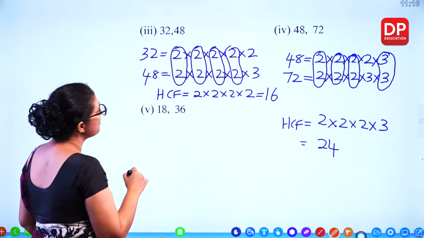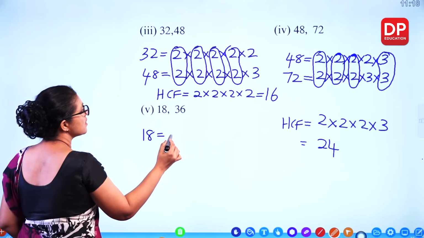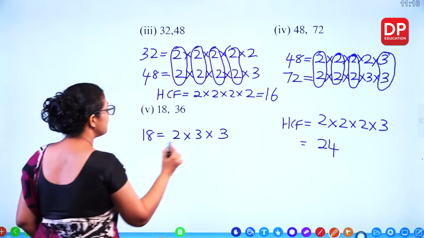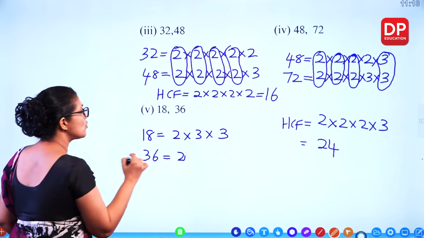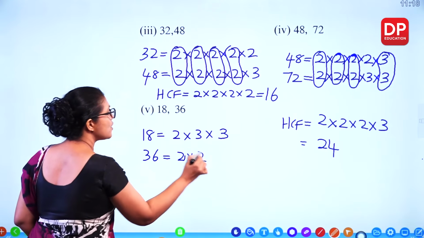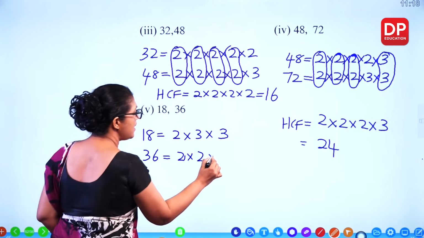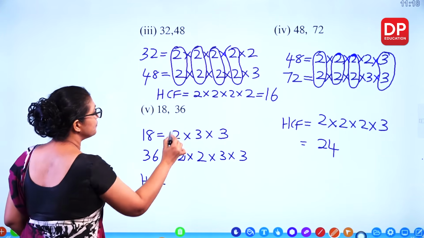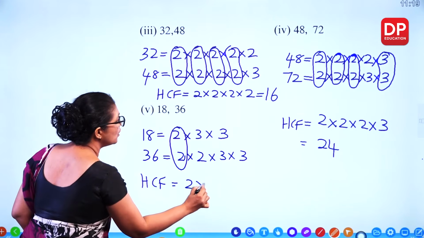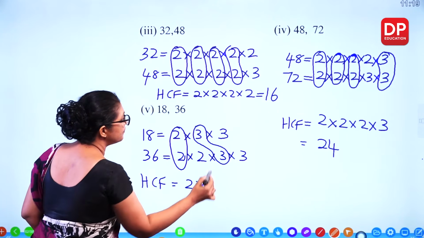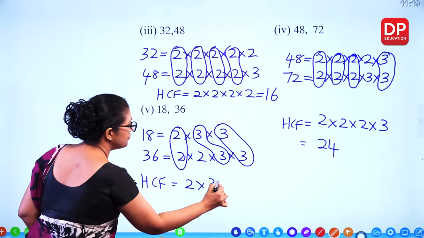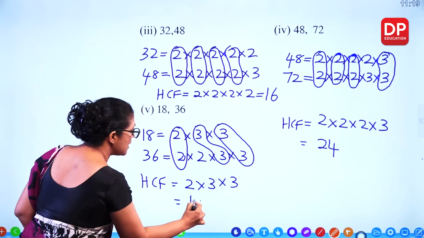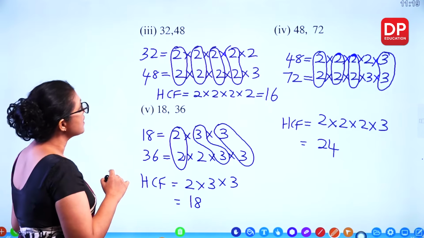18 and 36. 18, how can you write? 2 times 9. 9 is 3 and 3. 36. Divide by 2, you get 18. 18 divided by 2 again, 9. 9 is 3 times 3. So what's the highest common factor? You get 2 and 3 and another 3. So 2 times 3, 6, 6 times 3, 18. So the highest common factor is 18.